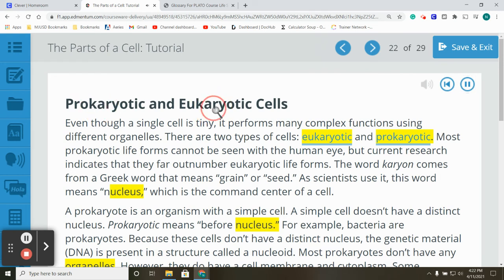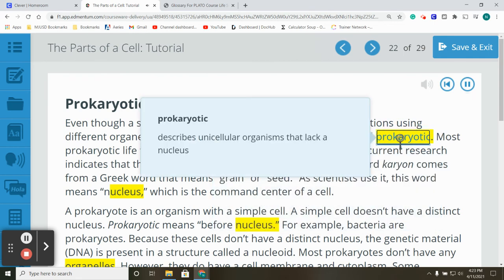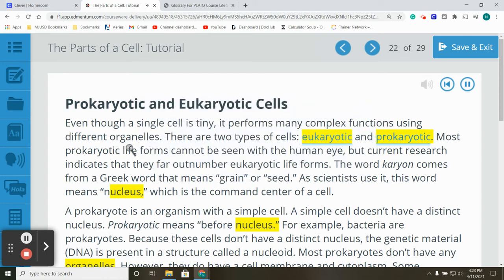Prokaryotic and eukaryotic cells. Even though a single cell is tiny, it performs many complex functions using different organelles. There are two types of cells, eukaryotic and prokaryotic. Most prokaryotic life forms cannot be seen with the human eye, but current research indicates that they far outnumber eukaryotic life forms. The word karyon comes from a Greek word that means grain or seed. As scientists use it, this word means nucleus, which is the command center of a cell.